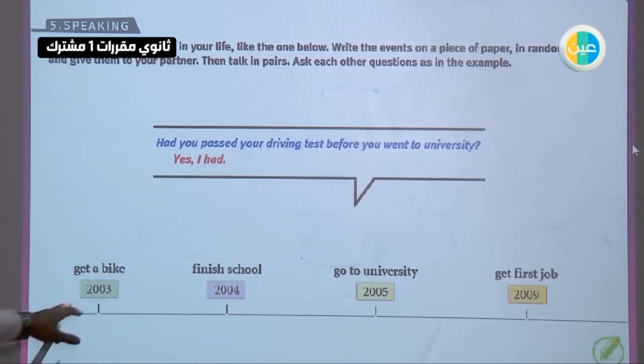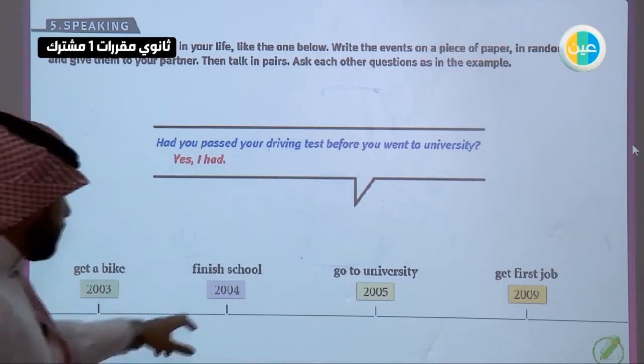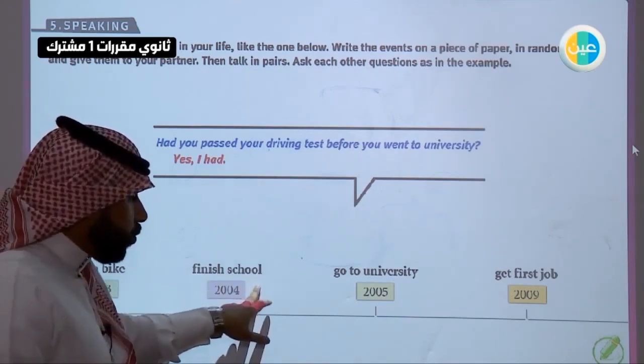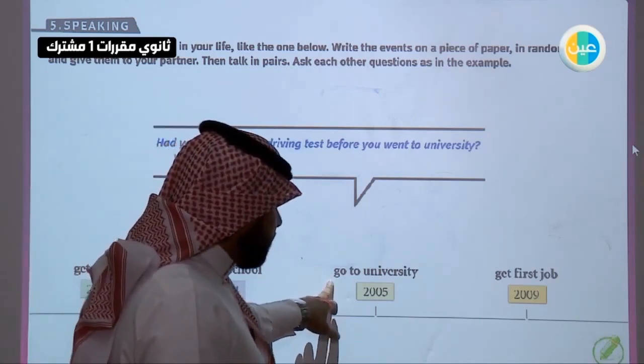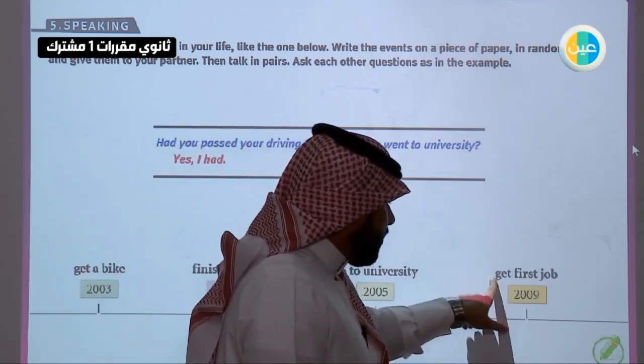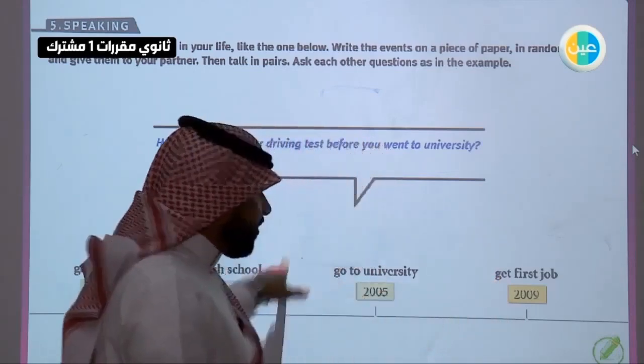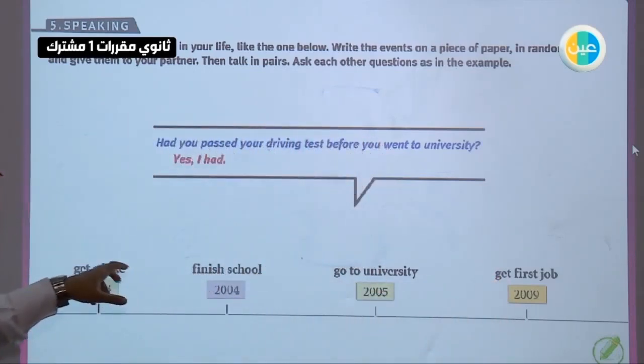For example, like this one: in 2003, I got a bike. In 2004, I finished school. In 2005, I went to university. In 2009, I got my first job. You can make these sentences and then you put them in order. For the first thing that happened, you can use the past perfect simple. For the second one, you just use the past simple.